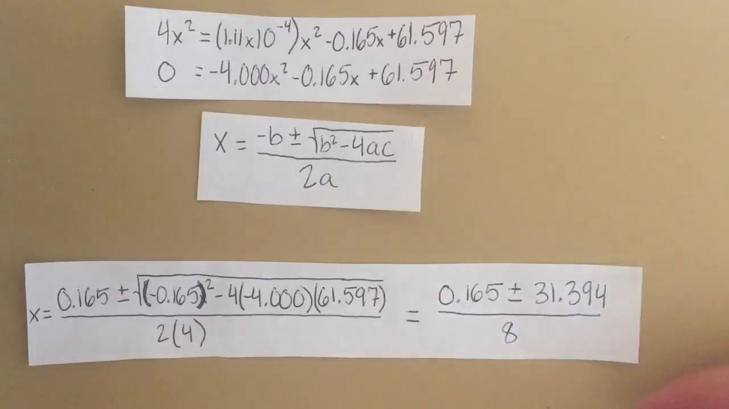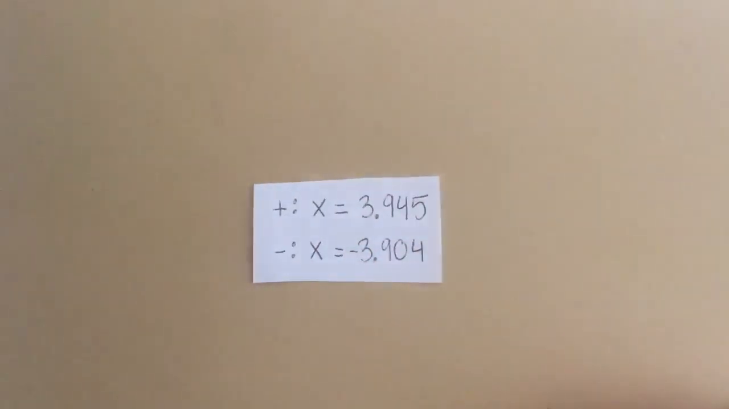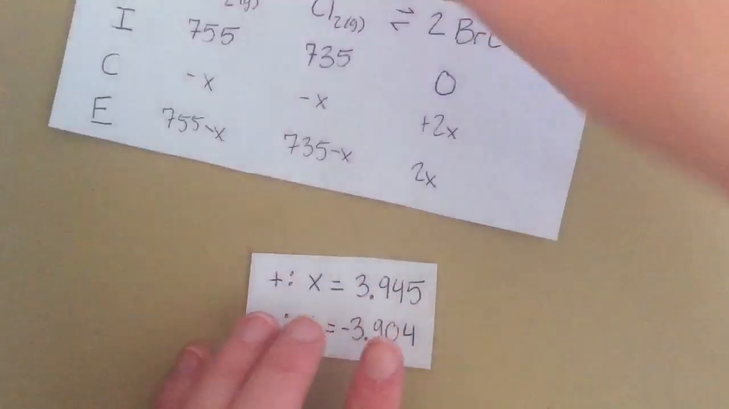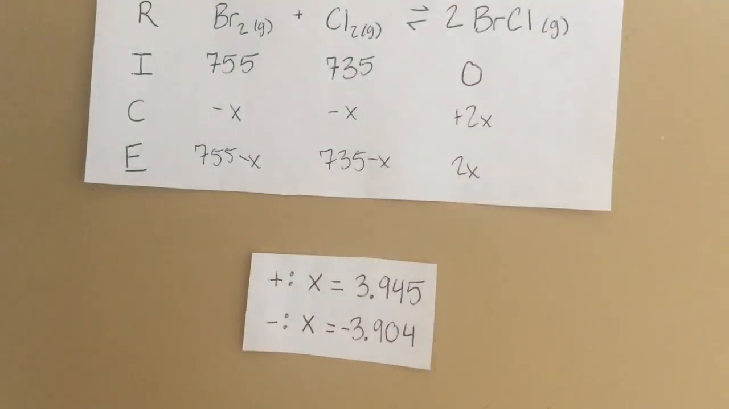Now, with the quadratic formula, we can add or subtract the 31.394 in the math to give two different x values. If we add, our x value will be 3.945, whereas if we subtract, our x will be negative 3.904. We cannot have a negative value for the change occurring, so therefore we know that our x value being used will be 3.945.